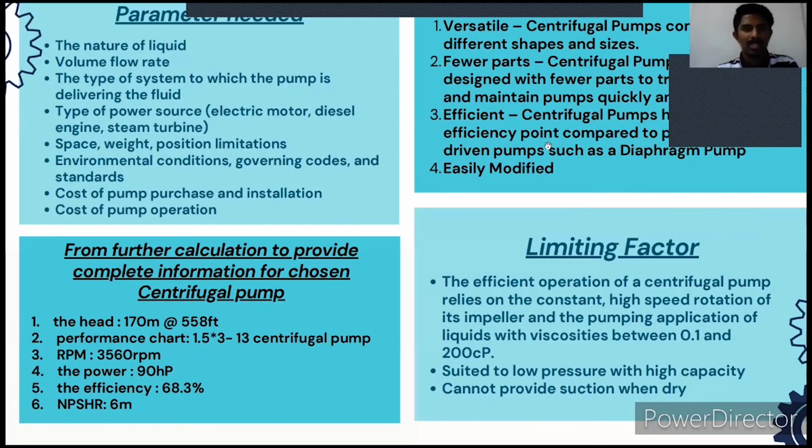Alright, since there are advantages to the centrifugal pump, based on our project, the pump we used actually overcame the limiting factors, and this made the selection of the centrifugal pump very suitable for our process plant system.